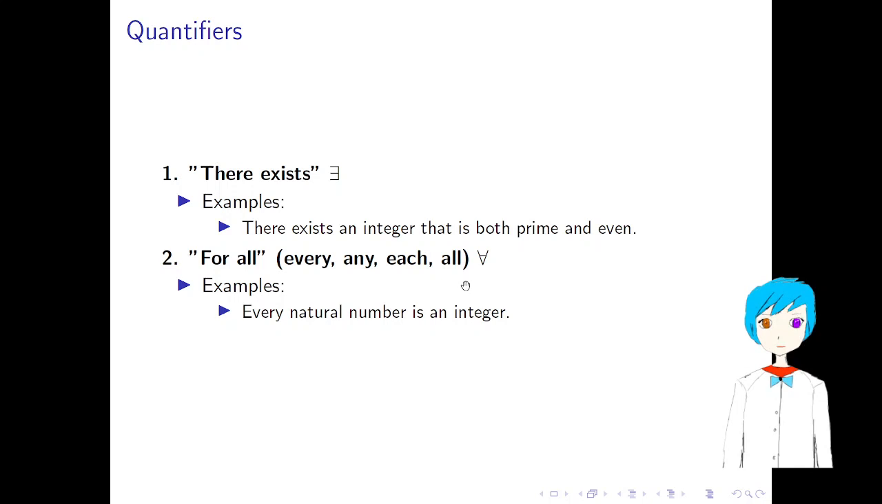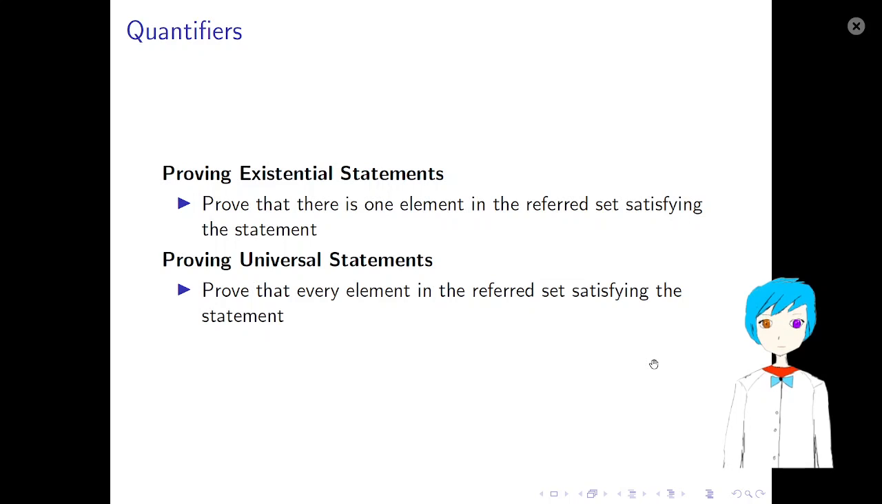An example would be: every natural number is an integer, and this is a mathematical notation. So this applies to all objects in the referred set. In order to prove existential statements, we need to prove that there is one element in the referred set satisfying the statement. There could be more, but as long as there is at least one element, then the statement is true. For proving the universal statement, things are different. Basically, we need to prove that every element in the referred set satisfies the statement so that the universal statement is true.